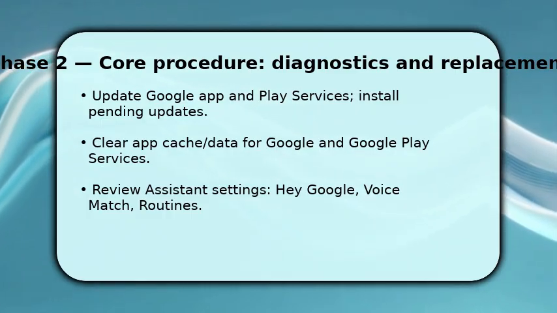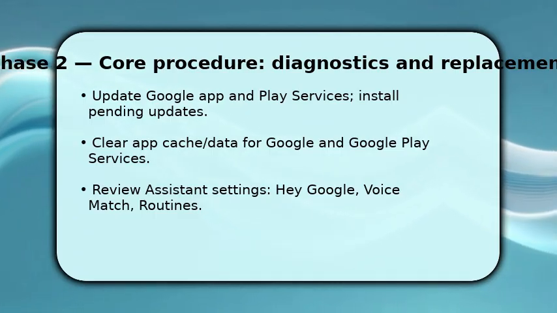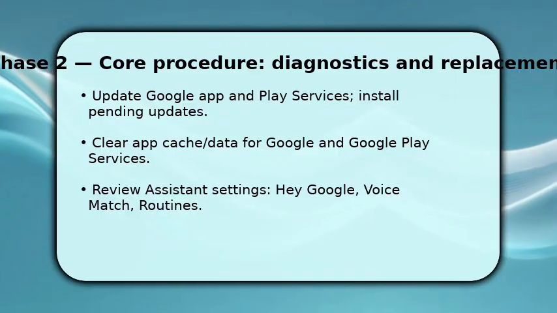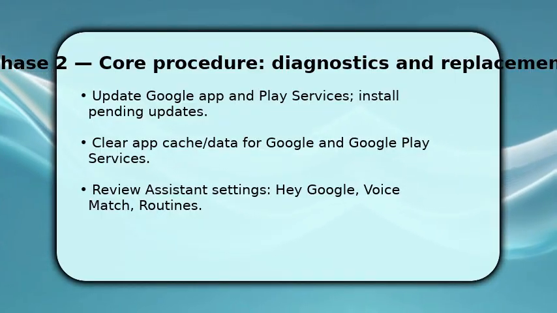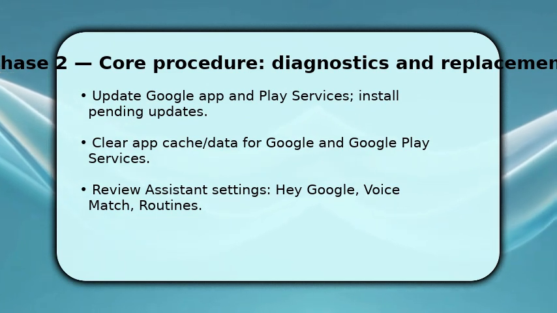Now open Assistant settings, retrain voice match, toggle Hey Google off then on, and inspect routines for conflicting triggers. If your device has battery optimization, make sure Google is excluded so background listening isn't stopped. This often restores reliable responses.